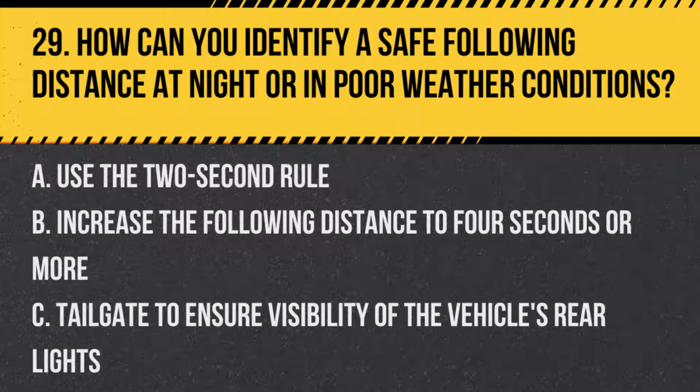Question 29. How can you identify a safe following distance at night or in poor weather conditions? A. Use the 2-second rule. B. Increase the following distance to 4 seconds or more. C. Tailgate to ensure visibility of the vehicle's rear lights. Answer: B. Increase the following distance to 4 seconds or more. In poor visibility conditions, increasing your following distance helps ensure safer stopping and reaction times.